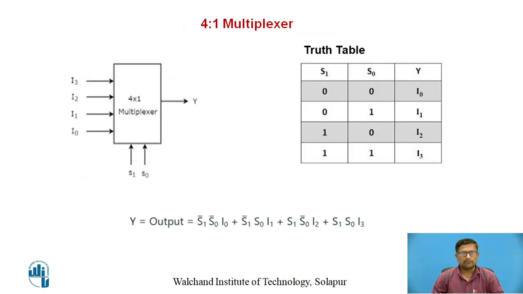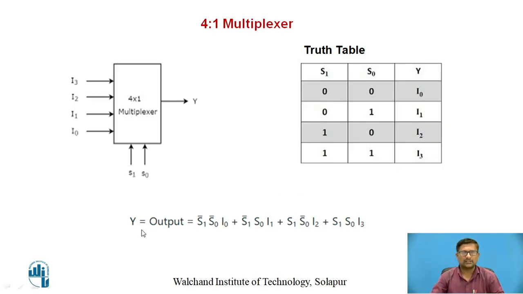This is the 4:1 multiplexer. There are four inputs I0, I1, I2, I3. Depending on the select line values, the input will be transmitted from the input to the output line. Y is the output. Here the truth table is given. Based on the S1, S0 values, a particular input will be transmitted from the input line to the output line.